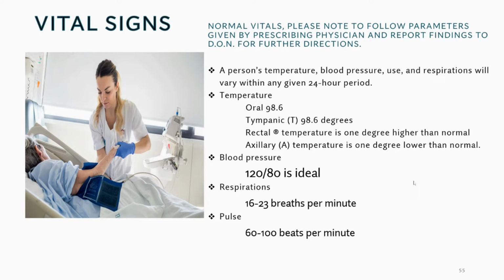Ideal blood pressure is 120 over 80. Respirations are 16 through 23, and pulse rate is 60 to 100. Bear in mind, if a pulse is above 100, have the resident rest. A lot of times they could have just come back from the bathroom. They could have just changed positions in bed. So retake that pulse if it's higher.